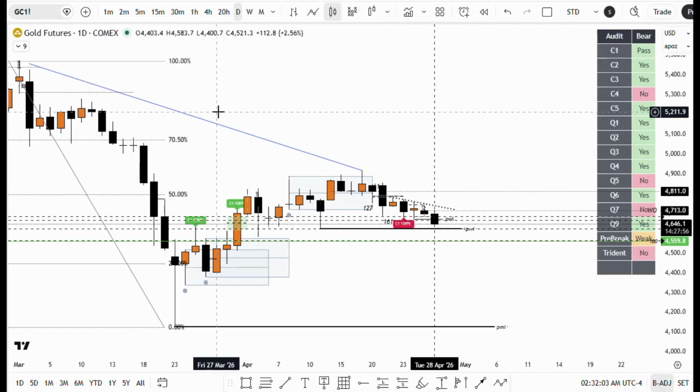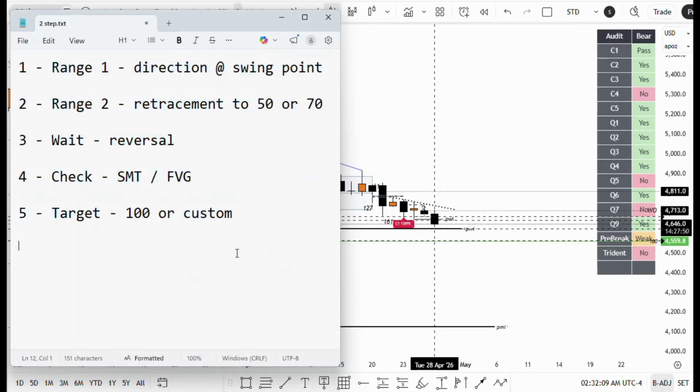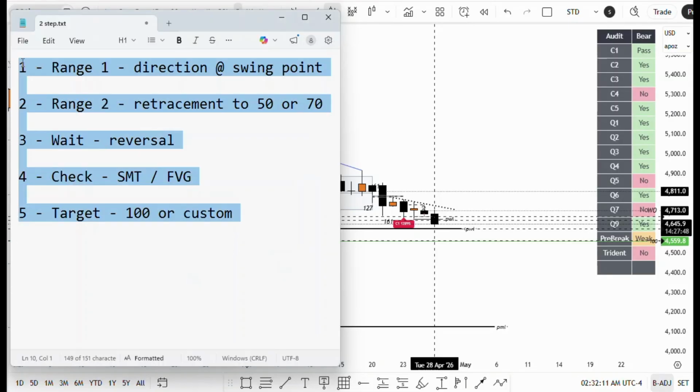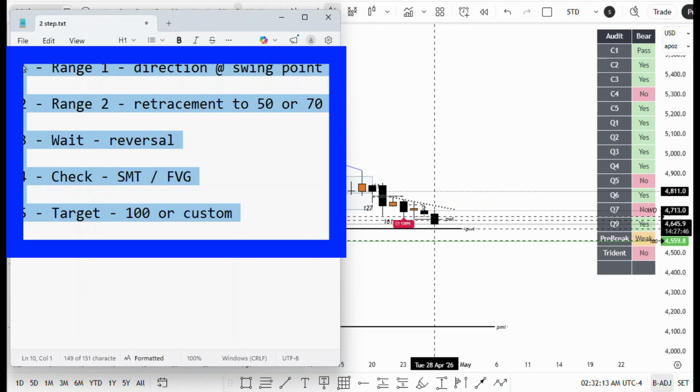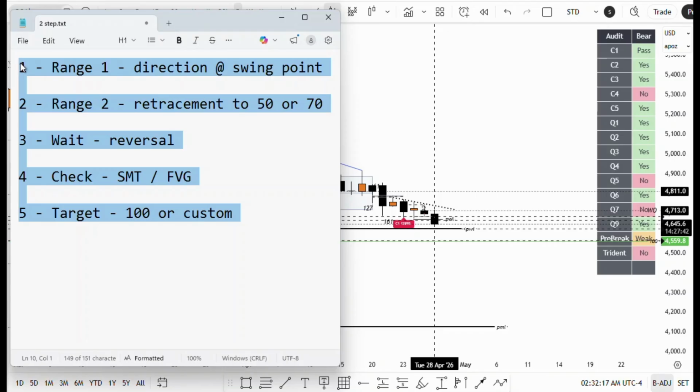Now, I'm not going to talk about the model itself, but I'll show you what it is. You can take a screen grab, a screen image, and this is it. These are the steps I follow, and it's called the two-step model. What this model does is tell me where and potentially when to take a trade.